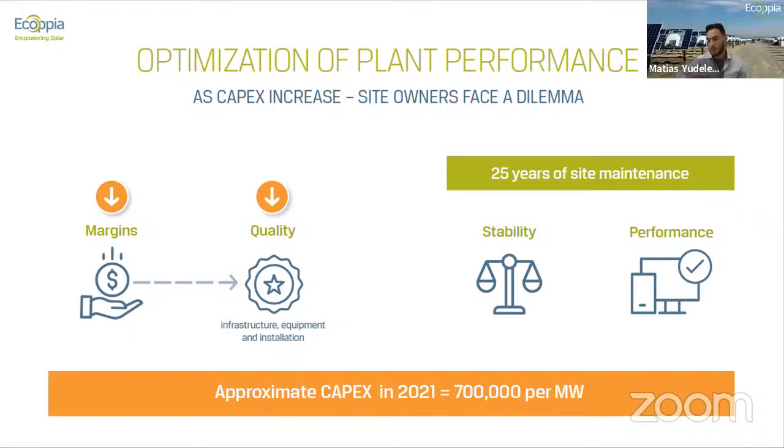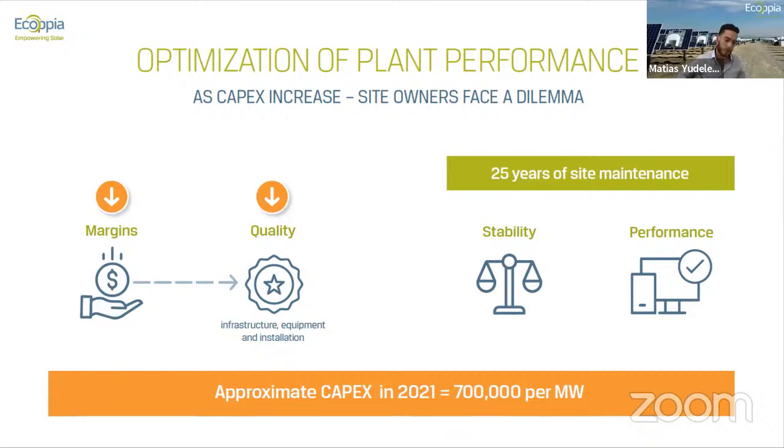Where we have the importance to optimize the plant so we can increase performance, but guaranteeing the stability and profitability of the plant. So as the capex increases, site owners face this specific dilemma. We have decreasing margins, and therefore we need to optimize the capex in order to make the site profitable.